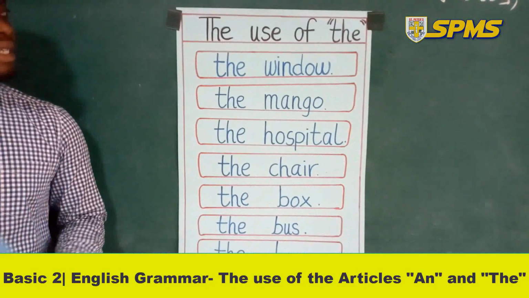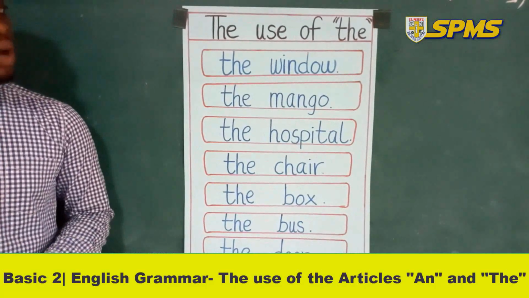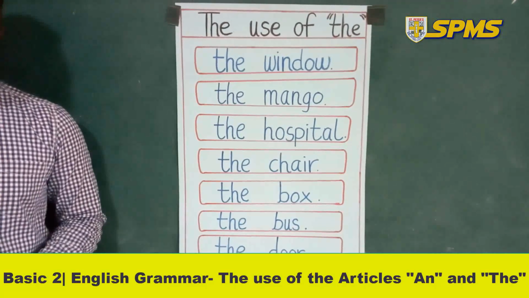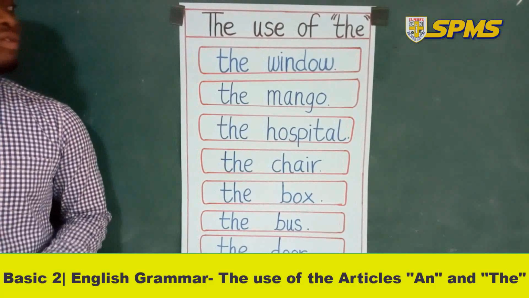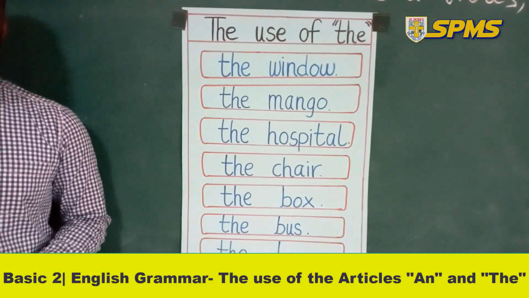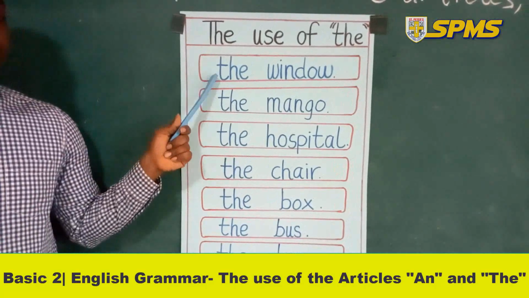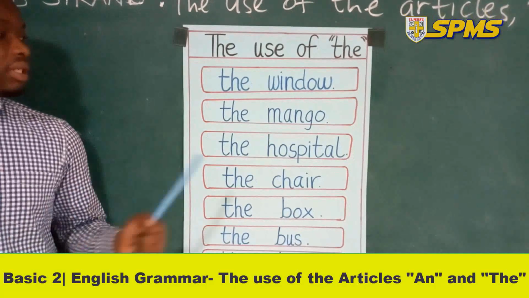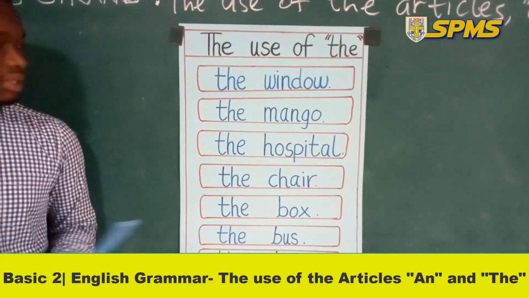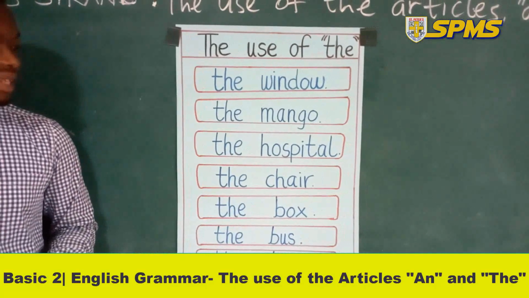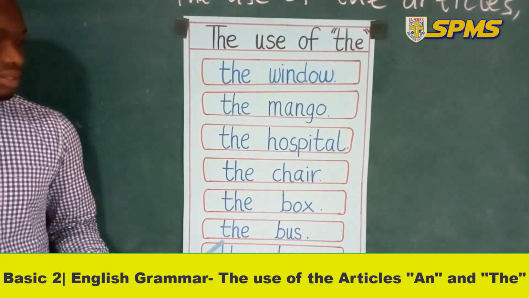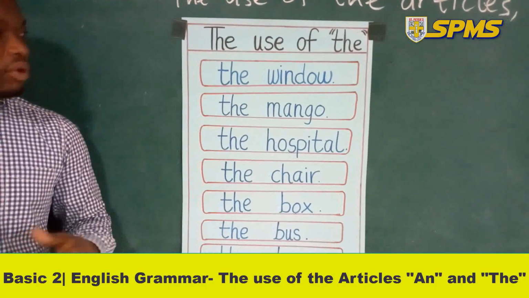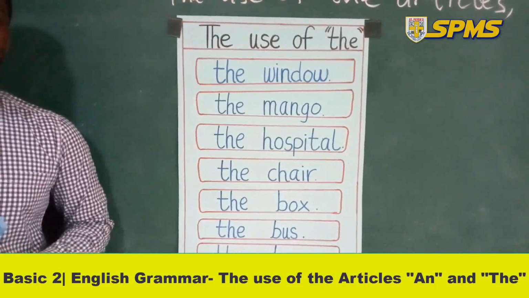Children, on the card here we have nouns that the article "the" has been used to refer to, or the article "the" has been used to refer to some specific nouns on the card here. Let's look at them. The window, the mango, the hospital, the chair, the box, the bus, and then the door. Find more examples for yourself in your jotters.